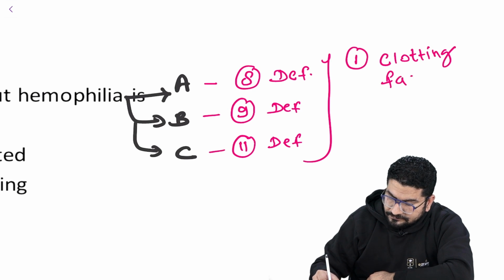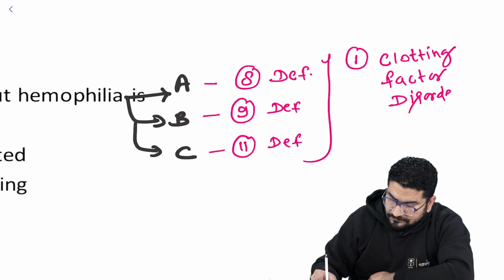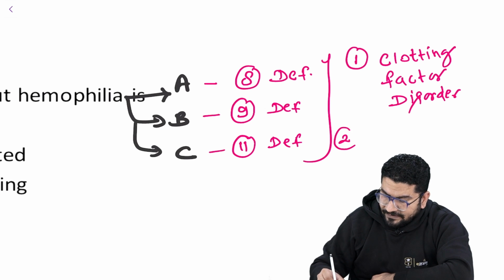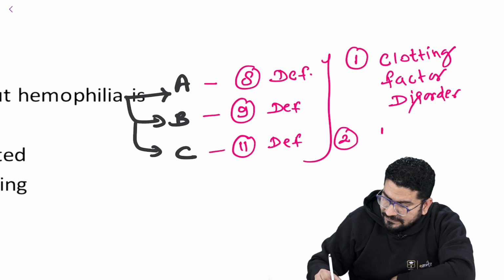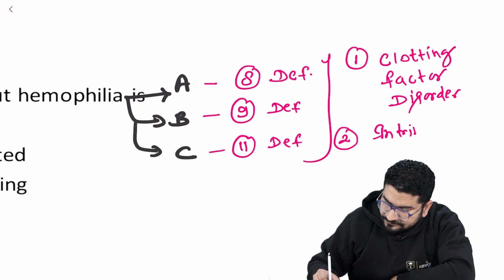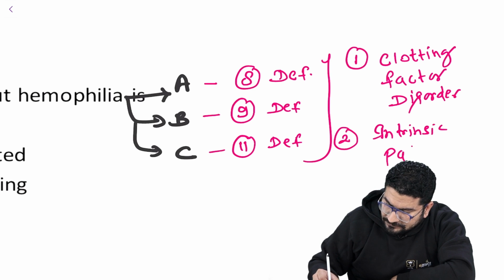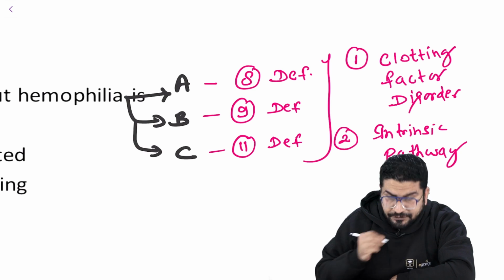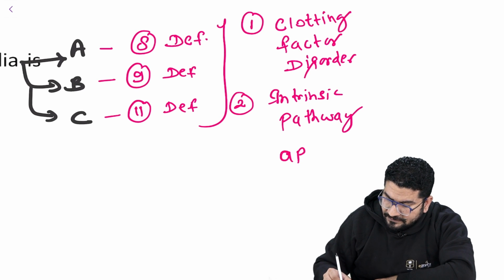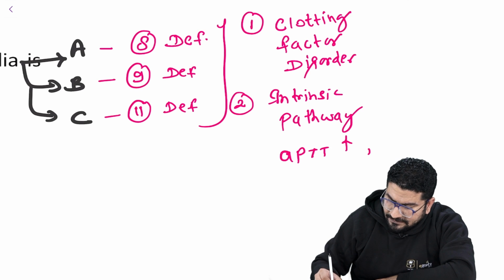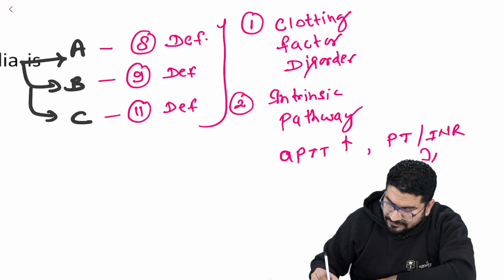These are clotting factor disorders, right? Clotting factor disorders mainly involve the clotting cascade, where we have the extrinsic pathway and the intrinsic pathway. These are involving your intrinsic pathway. So whenever you see the intrinsic pathway involved, what can we notice? We can notice APTT will increase. PT or INR will be normal. Prothrombin time or INR will be normal, APTT is increased.